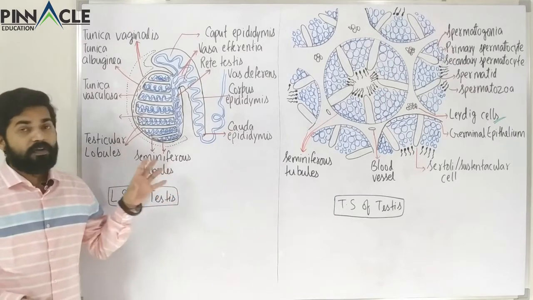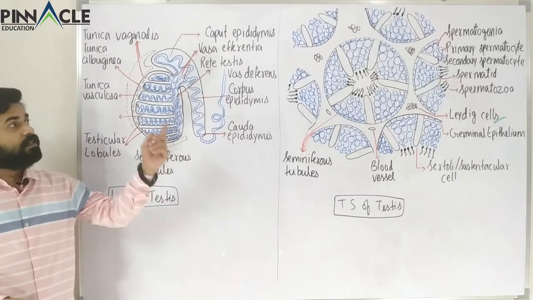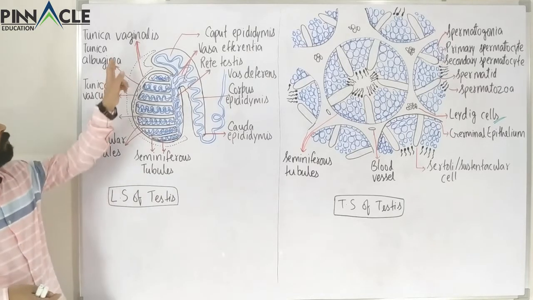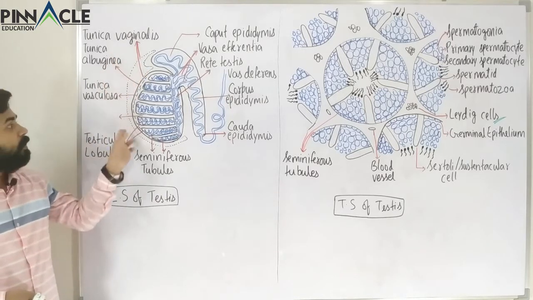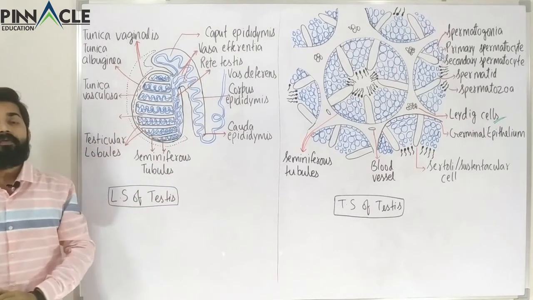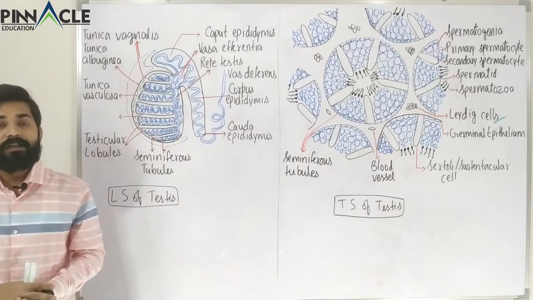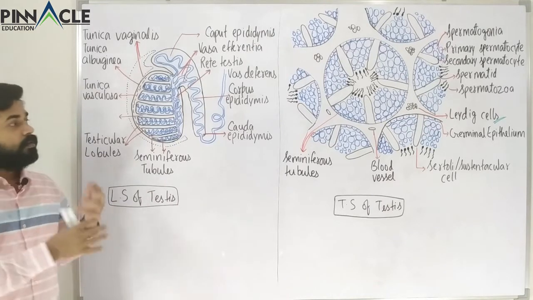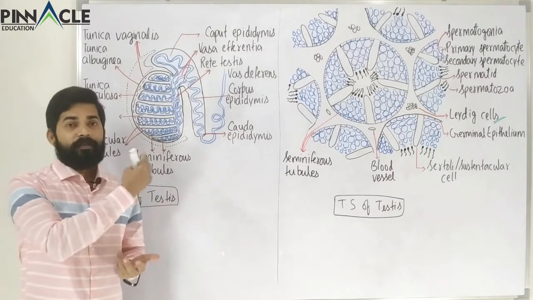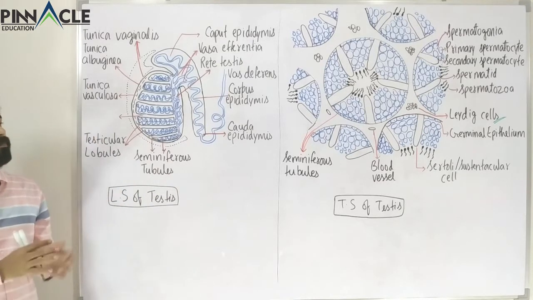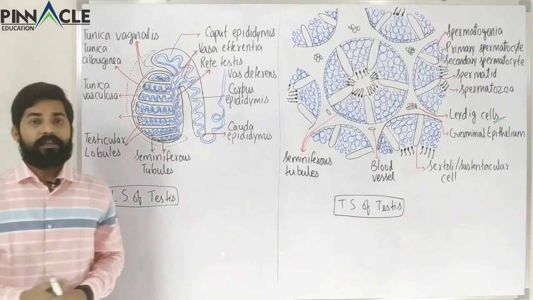After this, we are going to study each of the structures that we have seen here in detail, and we will first start from the tunica vaginalis, and thereby we are going to study each of these structures. What are they composed of, where are they located, what is their function, what is their origin, and whether the different structures are present or what function they perform. So we are going to study those things later in this class.